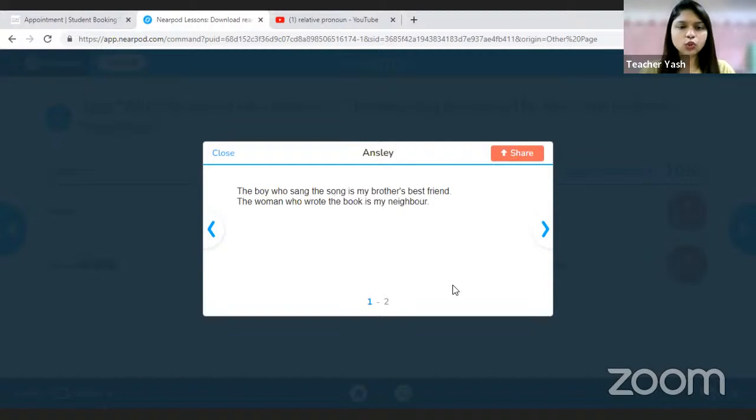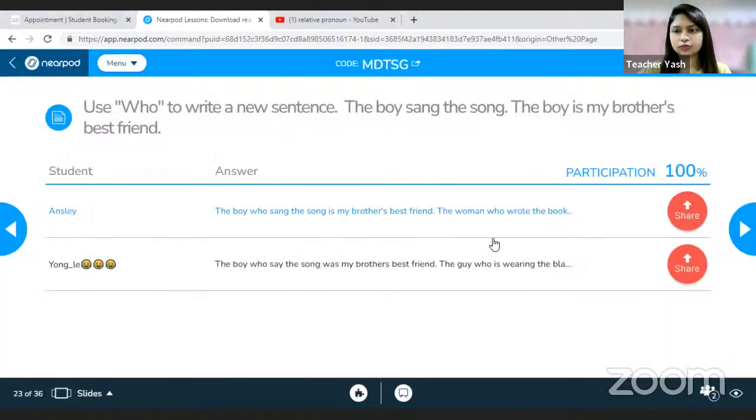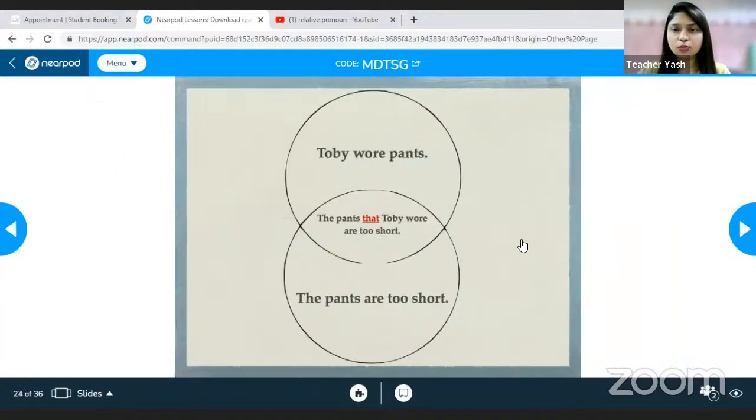The woman who wrote the book is my neighbor. Yes, very good. Okay, so I believe both of you understand how to make sentences with who relative pronoun. Now we will move to that. Okay, so Youngla, please read.